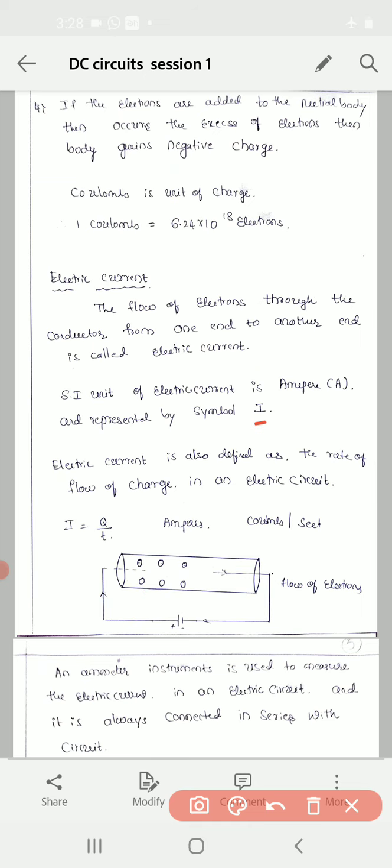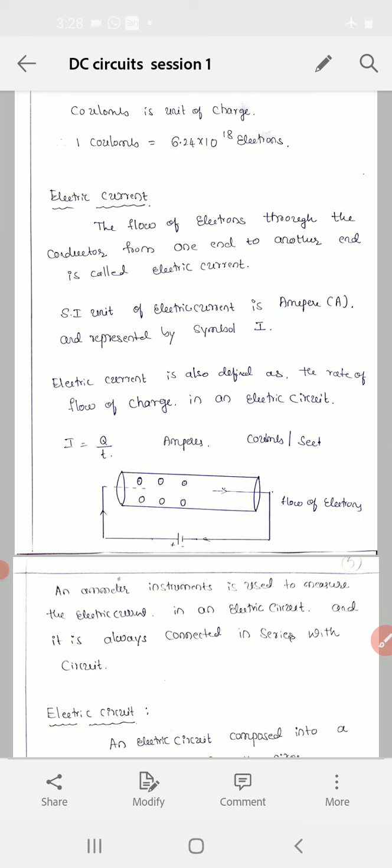The SI unit of electric current is ampere, represented by the symbol I. Electric current is also defined as the rate of flow of charge. That is, I is equal to Q by T. Current is also measured in coulomb per second.